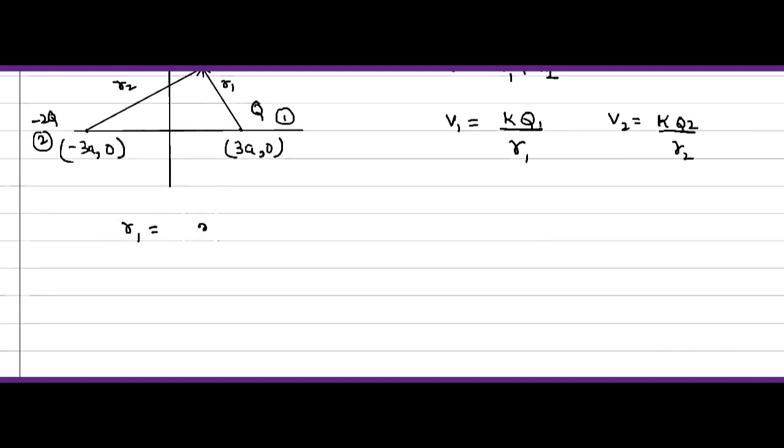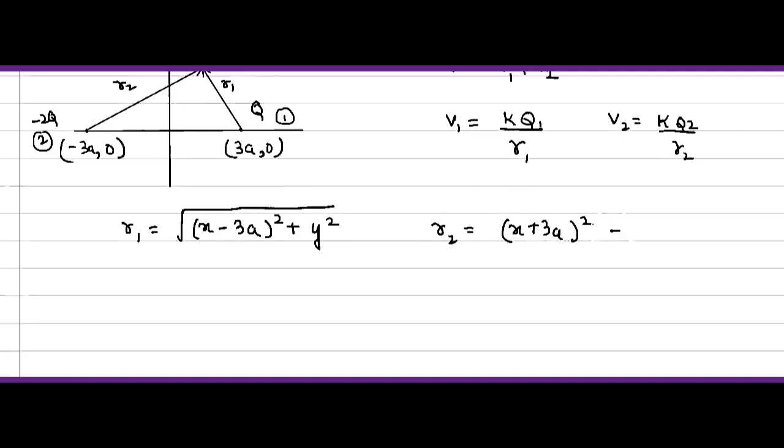These are the coordinates. So we write (x minus 3a) square plus (y minus 0) square, that means y square. This would be our R1. What would be our R2? It would be x minus of -3, that means plus 3. So (x plus 3a) square plus (y minus 0) square, that means y square.